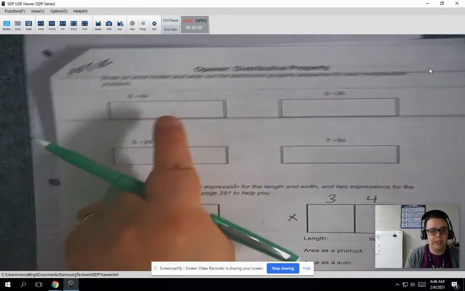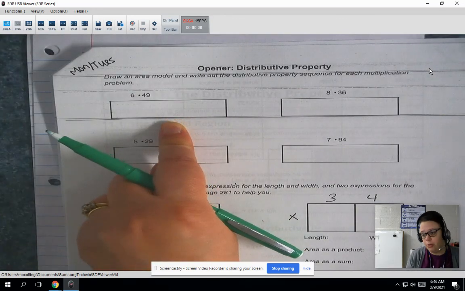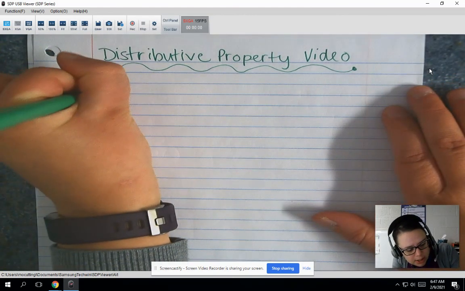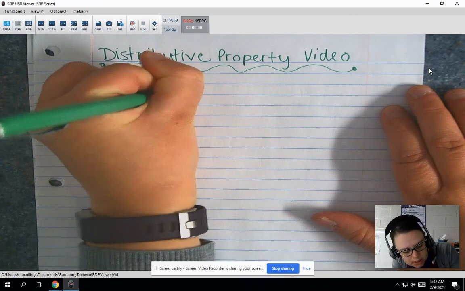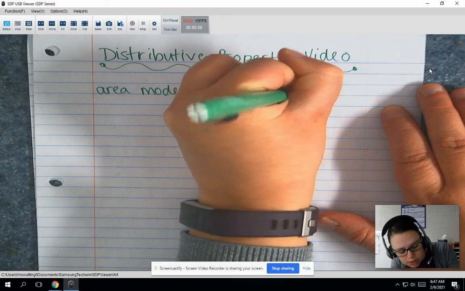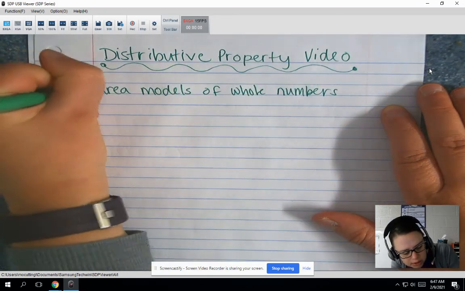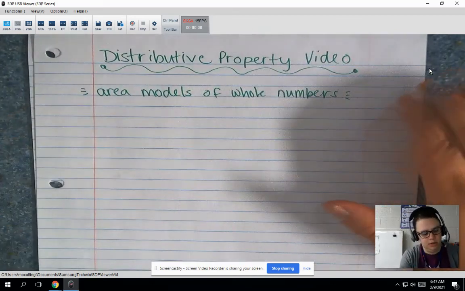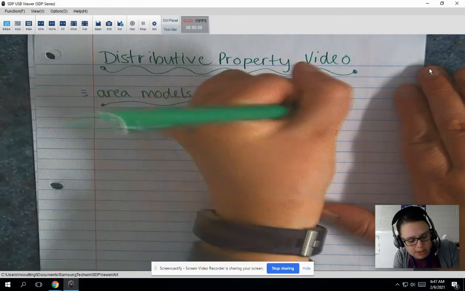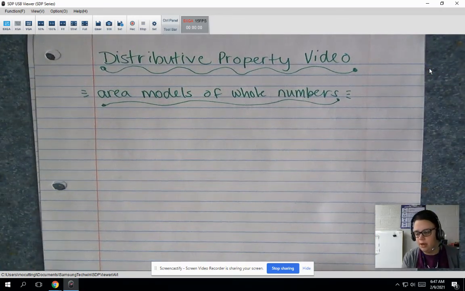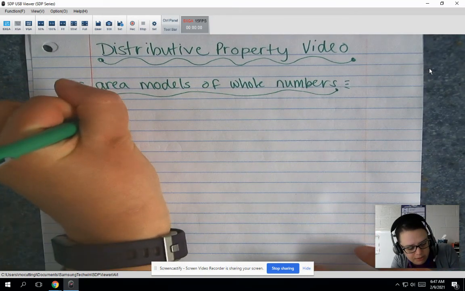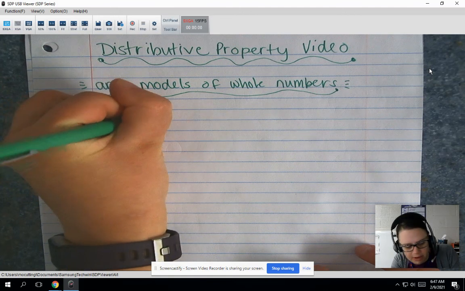So yesterday's opener, we started with our area models with whole numbers. So we're going to put that in there first. Area models of whole numbers. And of course, we like to make all of our titles just a little bit fancy. Okay, we're going to dive right in with an example. I'm going to do 5 times 87.